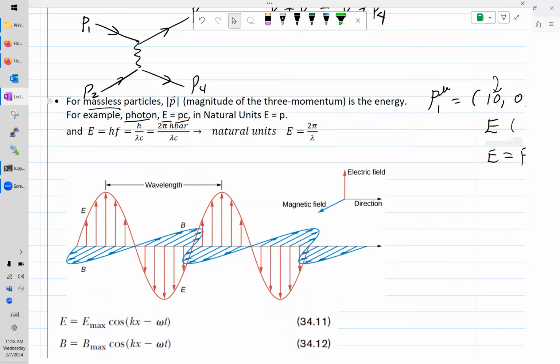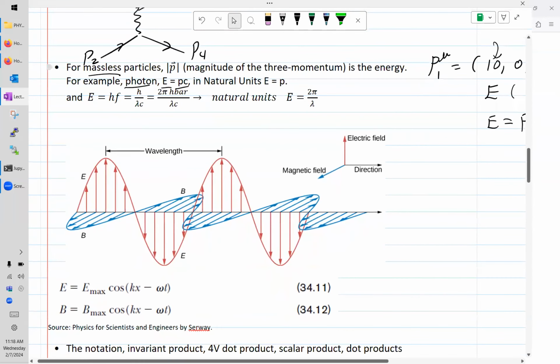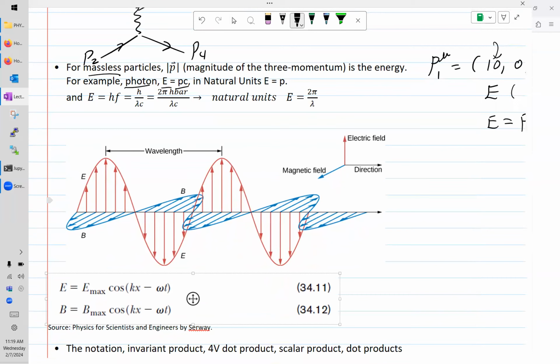Just to show you one more thing. In general physics or your E&M class, the more advanced version of that: if we have a plane wave going from left to right, like in this little drawing here, the electric field is oscillating up and down. The magnetic field is oscillating in and out of the board.